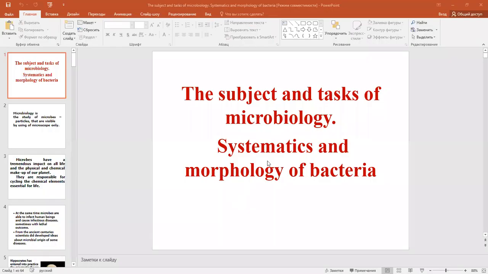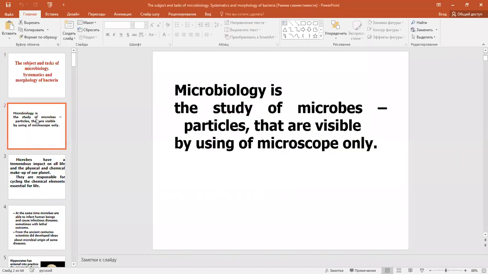The first lecture is on the subject of microbiology, morphology, and systematics of bacteria. You will study microbiology. Microbiology is the study of microbes. Microbes are particles that are visible by using a microscope only.